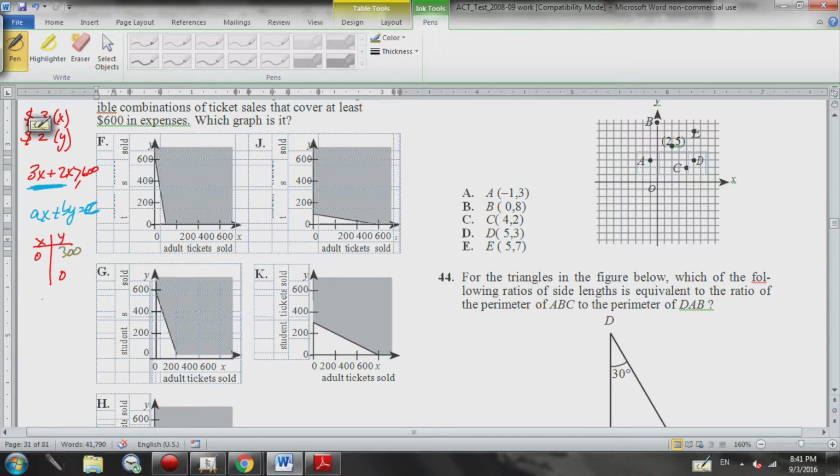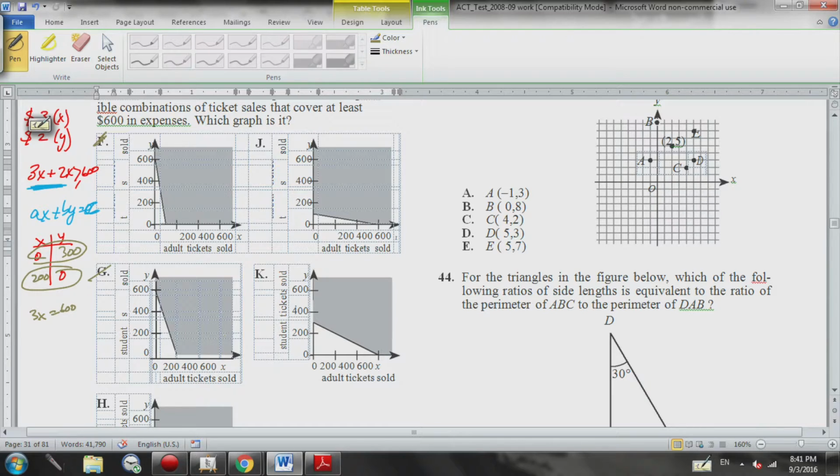When y is 0, okay, that simplifies to this. That's going to be 200. So now you have it. This is one ordered pair. This is the other ordered pair. When x is 0, y is 300. Which one of these is this? That's this one. Okay.